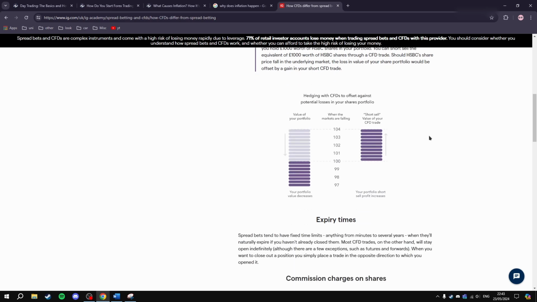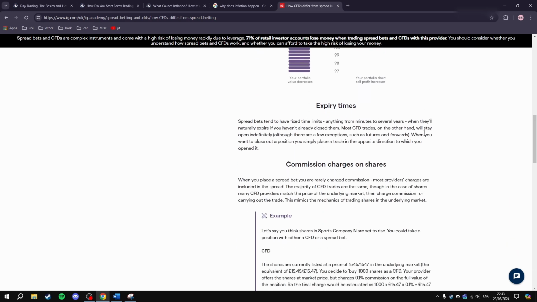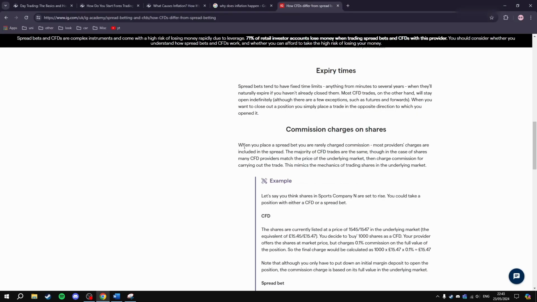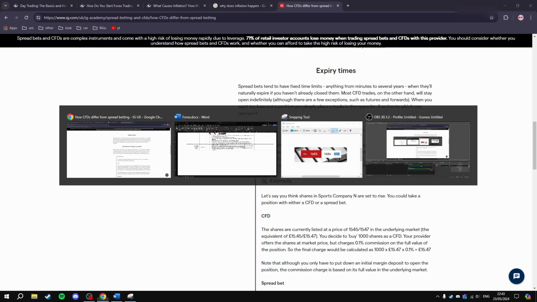So, expiry times. Spread bets tend to have fixed time limits, anything from minutes to several years, when they'll naturally expire if you haven't already closed them. Most CFD trades, on the other hand, will stay open indefinitely, although there are a few exceptions such as futures and forwards. When you want to close out a position, you simply place the trade in the opposite direction to which you opened it with.